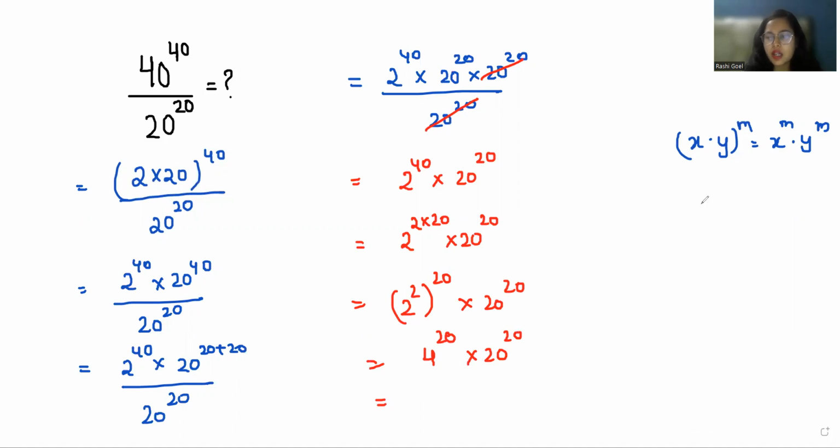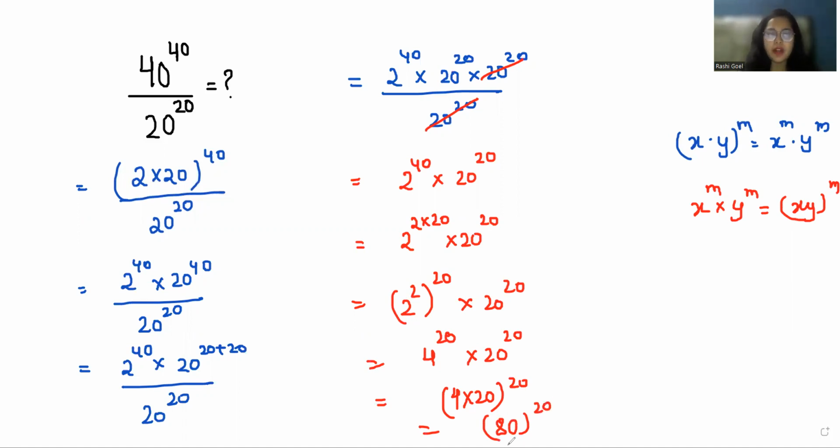So we can write it there again, x power m times y power m, we can write it as xy whole power m. This formula again. So it becomes 4 times 20 whole power 20, which is equal to 80 power 20. So our final answer is 80 power 20.